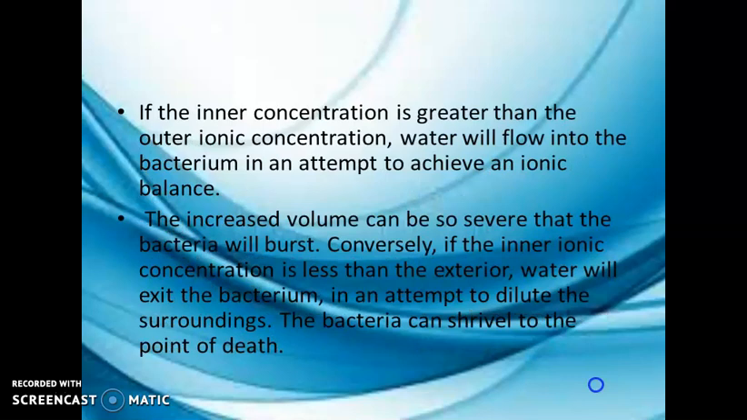If the inner concentration is greater than the outer ionic concentration, water will flow into the bacterium in an attempt to achieve an ionic balance. The increased volume can be so severe that the bacteria will burst. Similarly, if the inner ionic concentration is less than the exterior, water will exit the bacterium in an attempt to dilute the surroundings. So what happens? The bacteria can shrivel and it may result in the death of the bacteria.